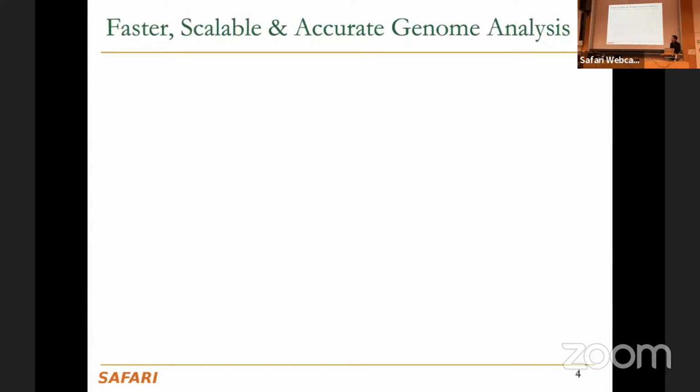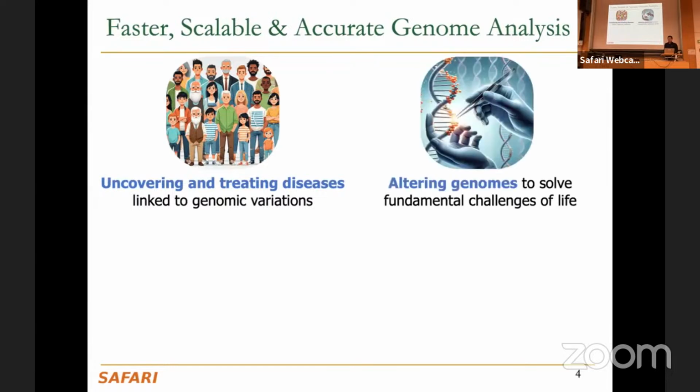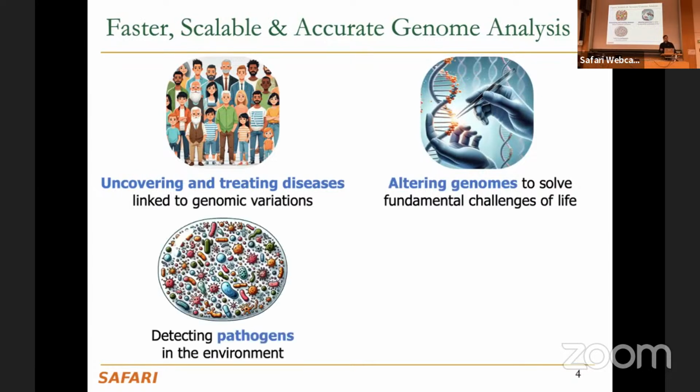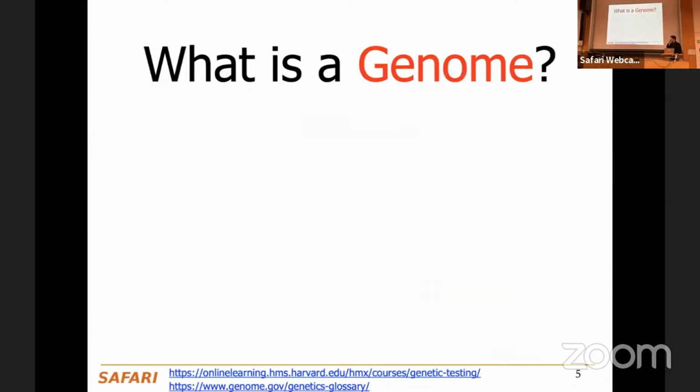We need faster, scalable, and accurate genome analysis because it is important for many reasons. For example, it enables us to uncover and treat diseases that are linked to genomic variations. It also enables us to alter genomes directly to solve fundamental challenges of life. It enables us to detect the pathogens living among us so that we can take early action, for example, for rapid surveillance of disease outbreaks. And of course, there are many, many important applications based on genomic data analysis.